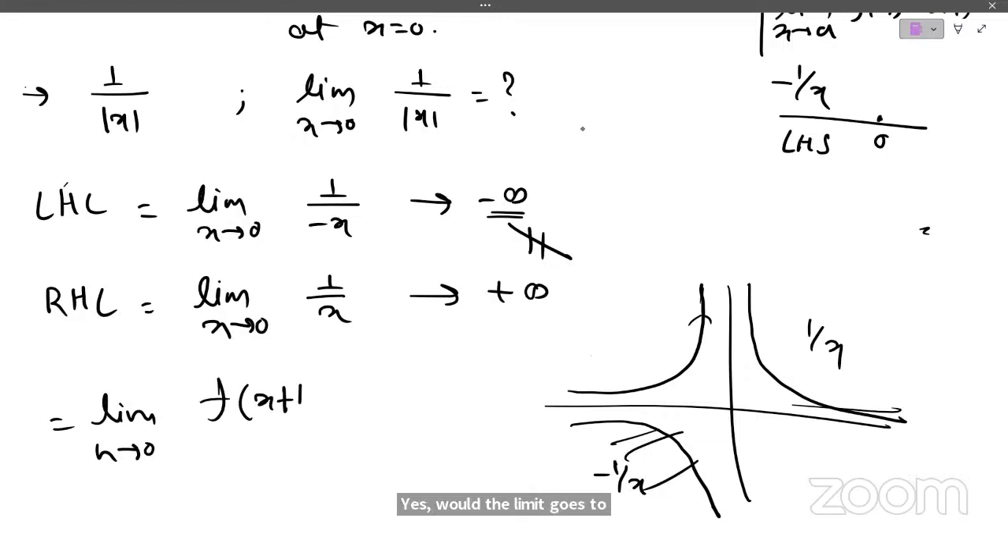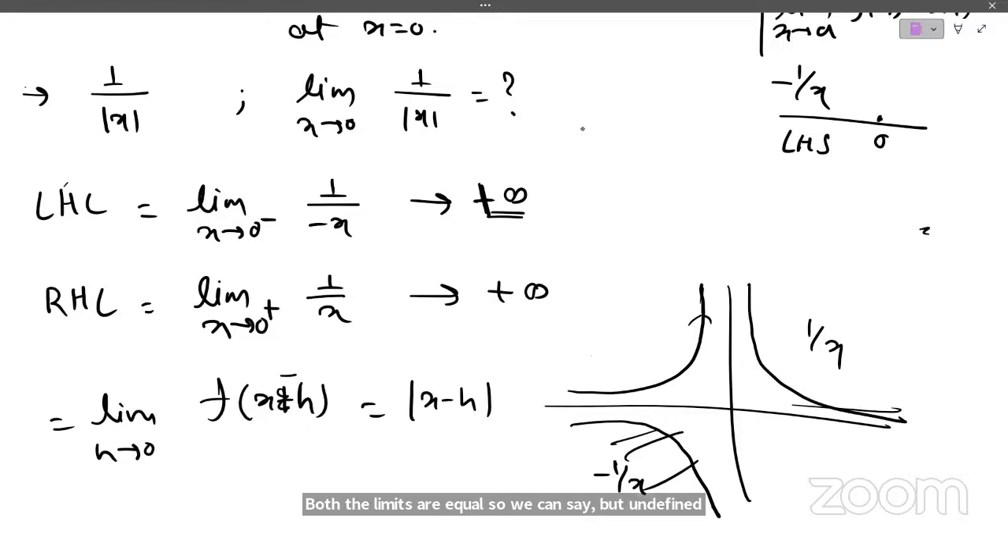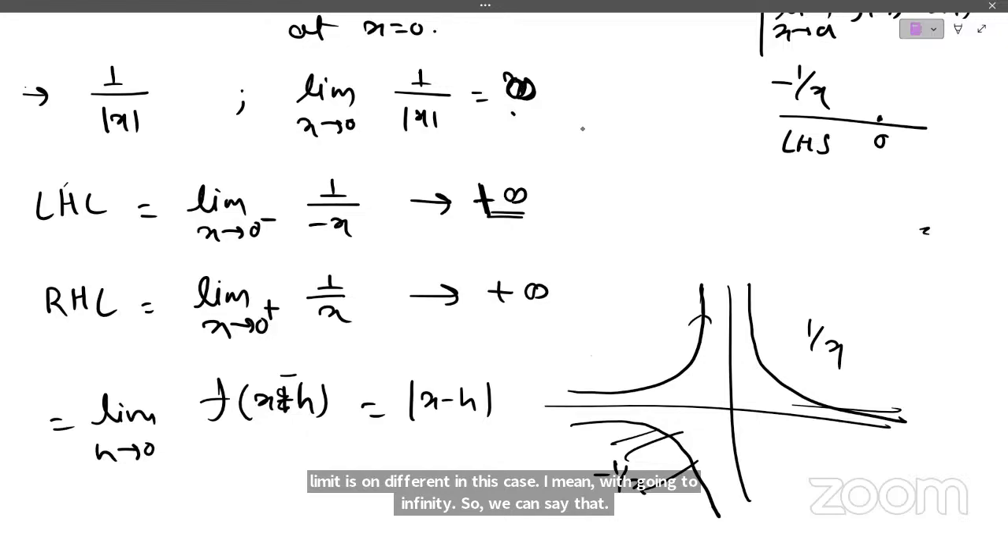Here both the limits are equal, so we can say the limit exists. Sorry, it is plus infinity, but the limit is undefined in this case. It is going to infinity. So we can say that this limit is equal to infinity or undefined, whatever we can say.